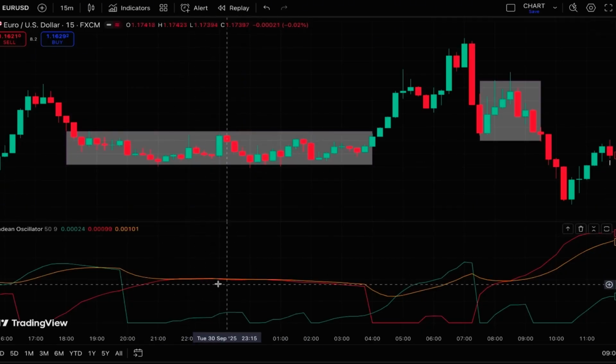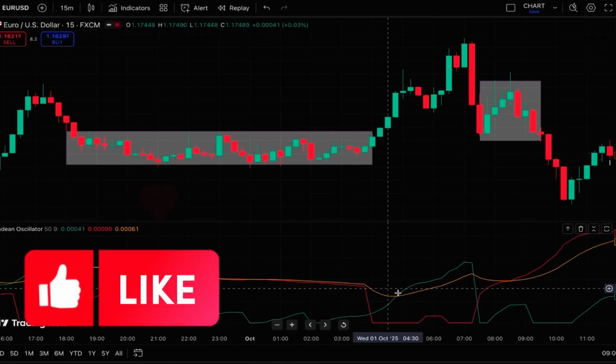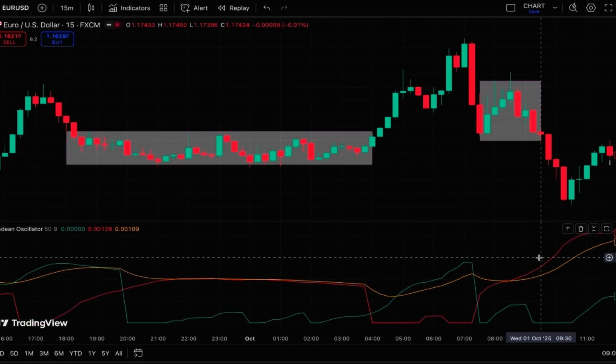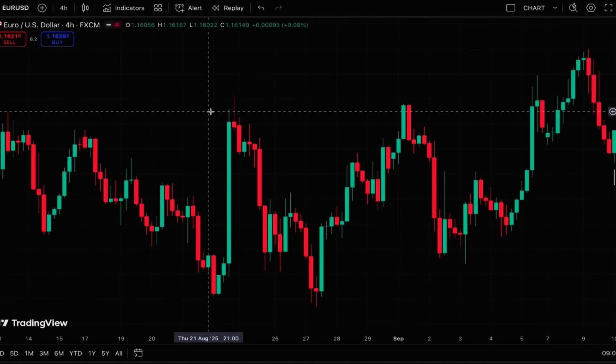It helps you to stay out of the flat market when the orange line is above the other two lines. And then, to confirm your buy or sell signals, look for when the green line or red line crosses above the other two lines. All right, now let me introduce the last indicator.